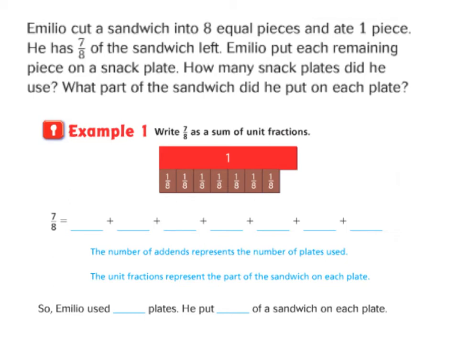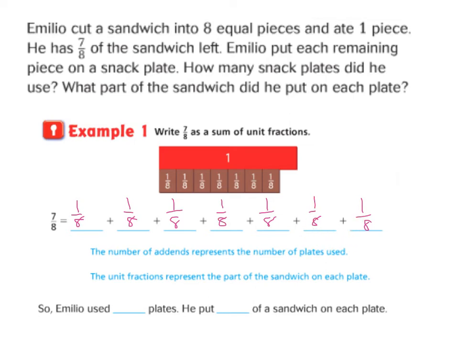So now we're going to write 7/8 as the sum of unit fractions. And remember, unit fractions have 1 as their numerator. So 7/8 is equal to 1/8 plus 1/8 plus 1/8 plus 1/8 plus 1/8 plus 1/8 plus 1/8. So there should be a total of 7 1/8s. 1, 2, 3, 4, 5, 6, 7.